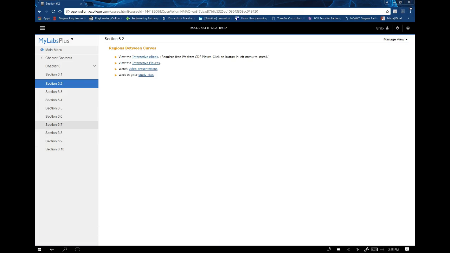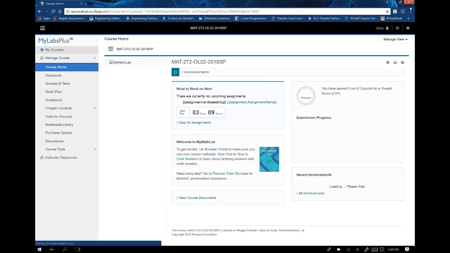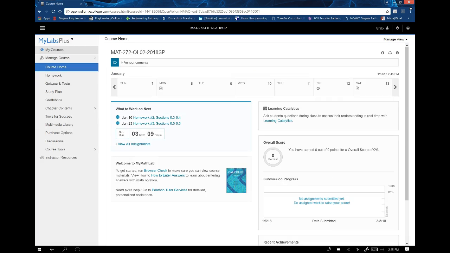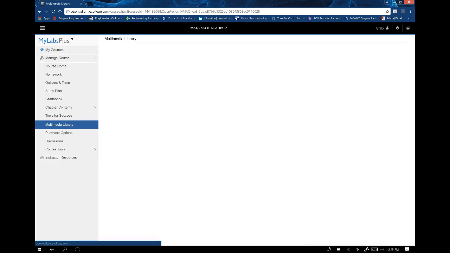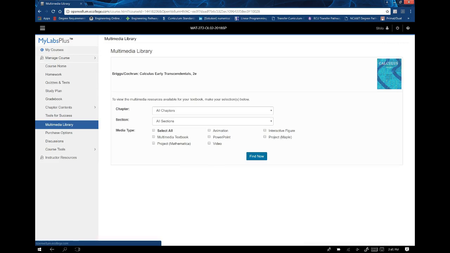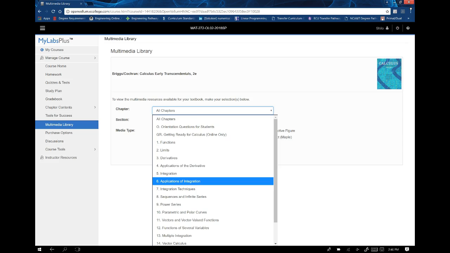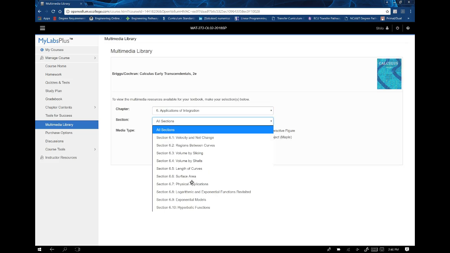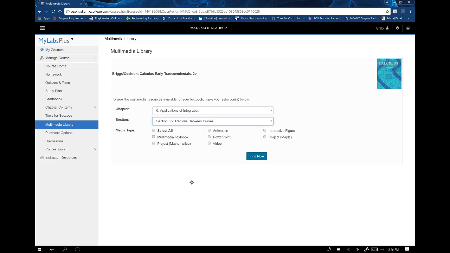But you can look at the different chapter contents there. Let's see. The multimedia library. This one is also really helpful because it lists some additional resources that the publisher offers, and it lists them by chapter and by section. So Chapter 6, Section 2, we just got done having a homework assignment on.